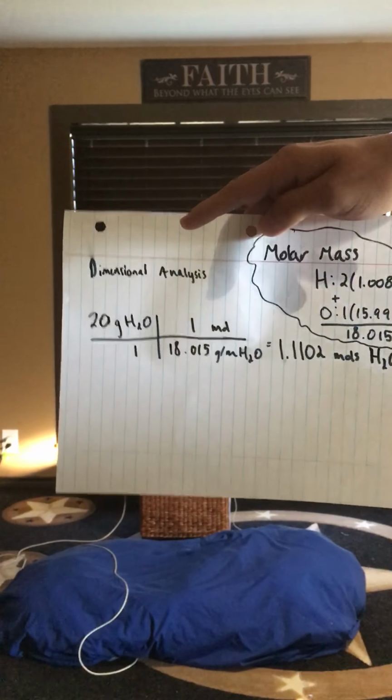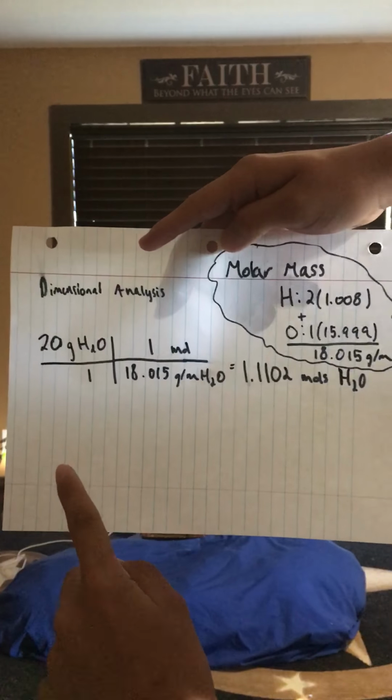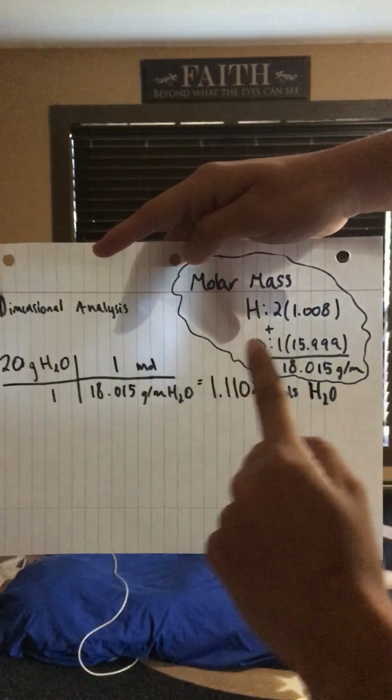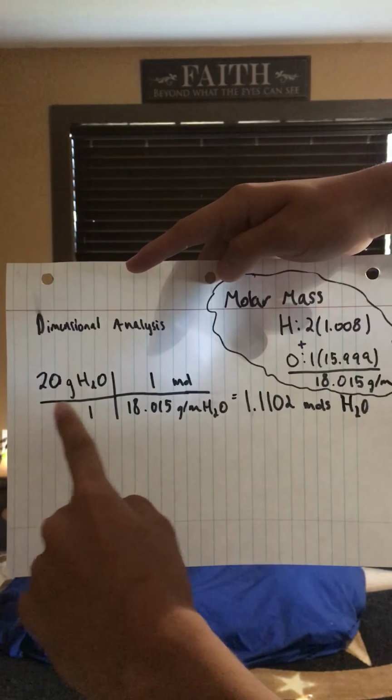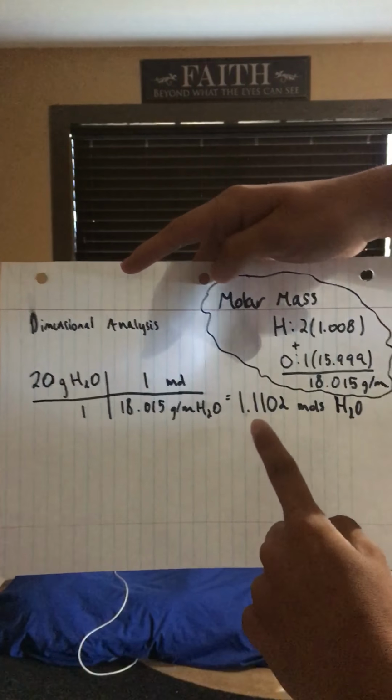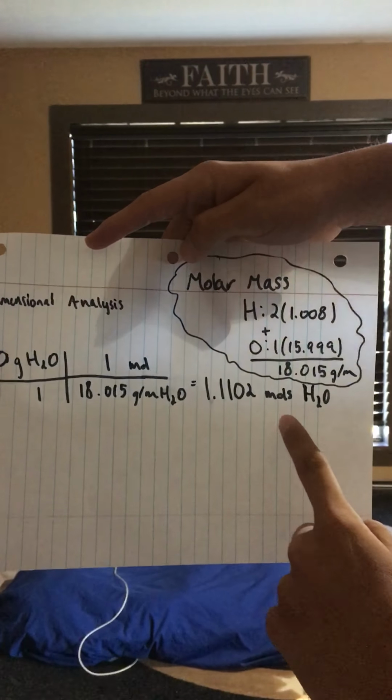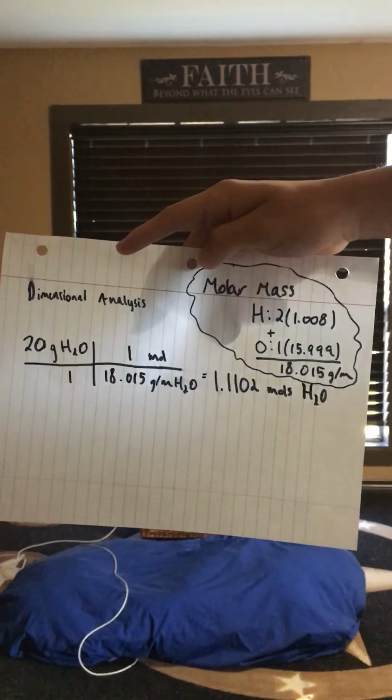So if you had 20 grams of H2O, you would get the molar mass and then divide your given grams by the molar mass, and you get how many moles you have. Okay, now let's do it for real.